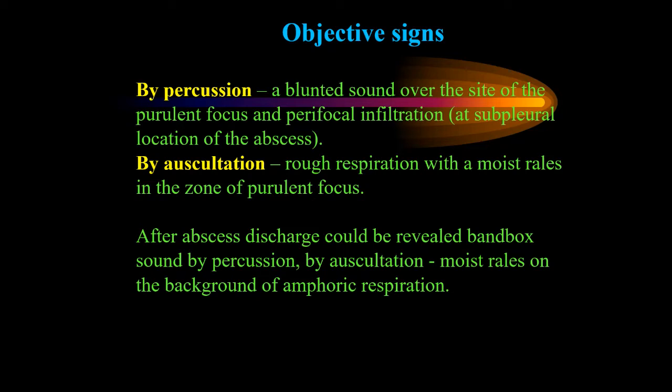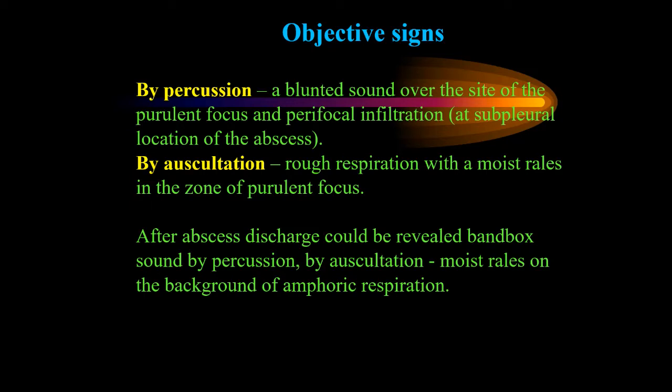After taking the complaints, you have to take the objective signs of this disease. After the inspection, you have to follow the algorithm of investigation of the patient and go to percussion. On percussion there will be a blunted sound over the site of the purulent focus and perifocal infiltration, at subpleural location of the abscess, for example. Next, auscultation: harsh respiration with moist rales in the zone of the purulent focus.